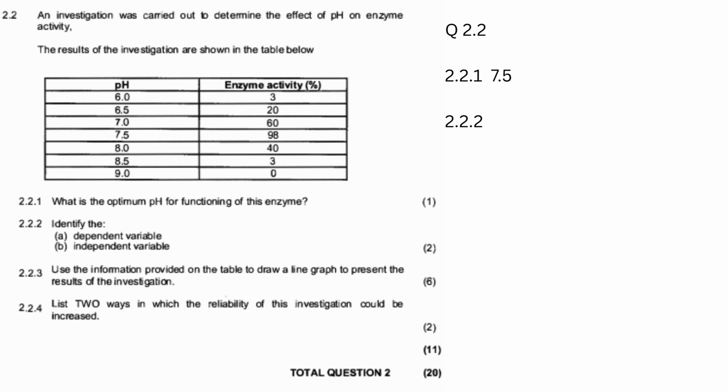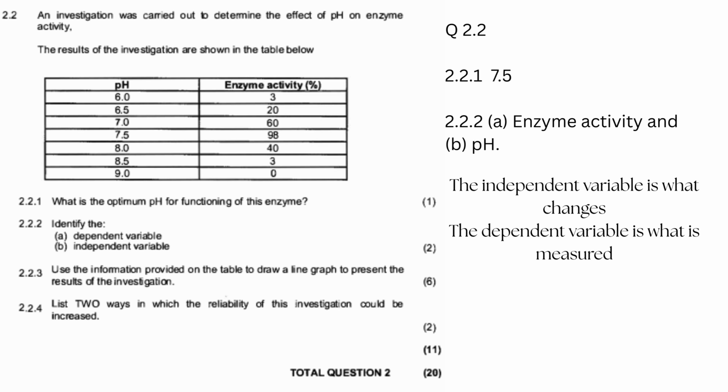Question 2.2.2. Identify the A dependent variable and B independent variable. The answer is A, dependent variable, enzyme activity, and B, independent variable, pH. The reason for this is all about who is in control. The independent variable is the one the scientists choose to change to see what happens. In this case, the scientists decided to test the different levels of pH.